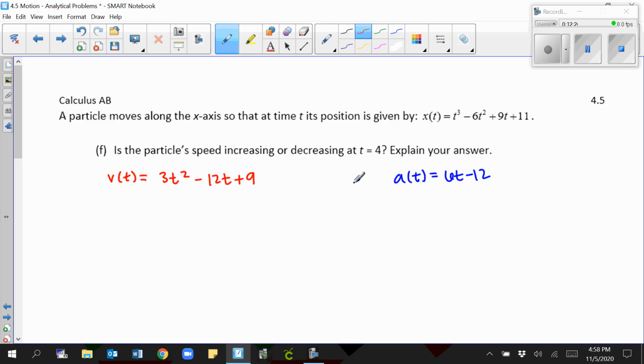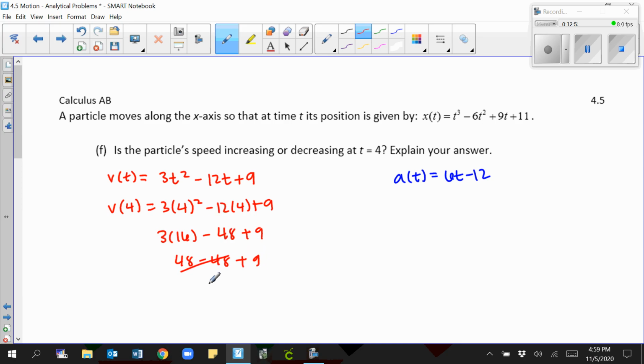So what I'm going to do is plug in 4 and see if I have the same sign or opposite sign. The velocity at 4 is going to be 3 times 4 squared minus 12 times 4 plus 9. So 3 times 16 is 48, minus 48, plus 9. So we end up with 9, which is a positive number. And let's find our acceleration at 4. So 6 times 4 minus 12. Well, 6 times 4 is 24, minus 12 gives us 12, which is also a positive number. So since they are both positive, they have the same sign, I can say that the speed is increasing.